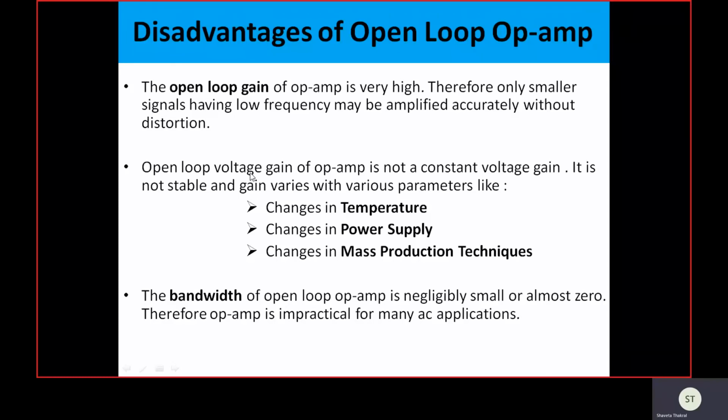And secondly, the open loop voltage gain of the operational amplifier is not a constant voltage gain. It is not stable, and the gain varies with various parameters like change in temperature, change in the power supply, or change in the mass production technique. And thirdly, the bandwidth of the open loop operational amplifier is very small, almost zero. Therefore, the operational amplifier is not practical for many AC applications. So these are the disadvantages of the open loop operational amplifier.